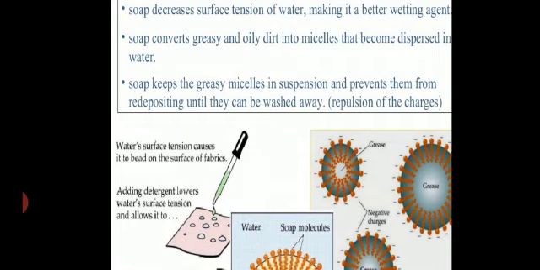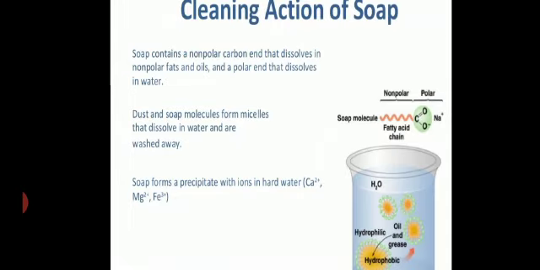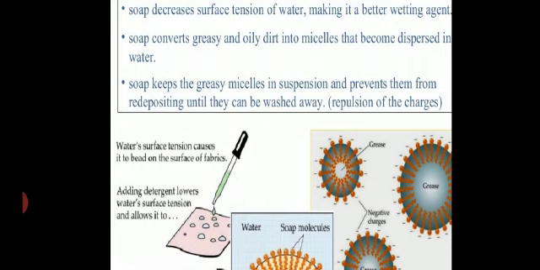Next is the cleansing action of the soap. Already discussed with you. I just gave you this diagram so that you should go through it. Got it? When you add the soap solution to the oil or grease, it pulls out the oil and grease, and it forms micelles, the cluster, and hence it cleans the clothes accordingly. So soap decreases surface tension of water, making it a better wetting agent. Soap converts greasy and oily dirt into micelles that become dispersed in water. Soap keeps the greasy micelles in suspension and prevents them from redepositing.